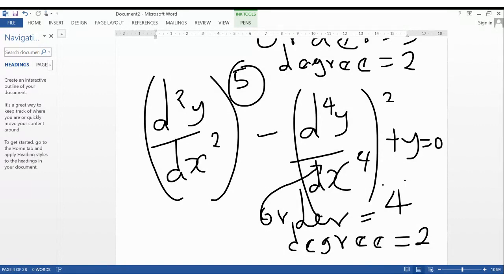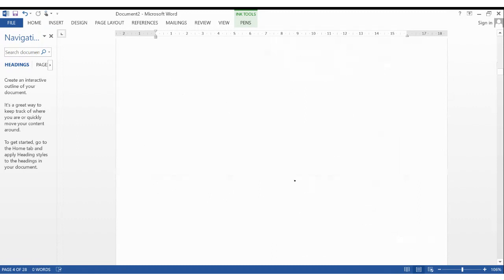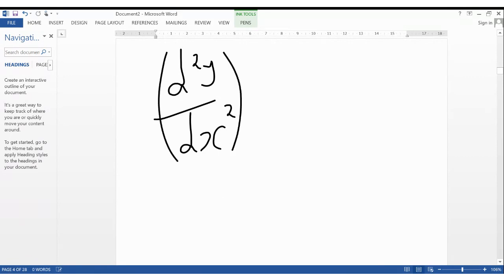Let me do another one. People who had a problem with the board can at least do this one. So we have d squared y all over dx squared raised to power 7 minus the power 10.